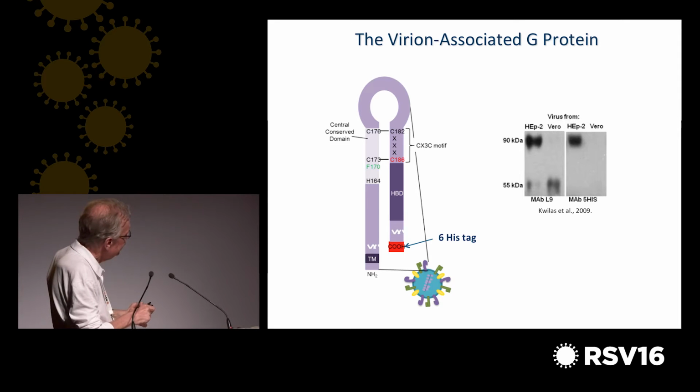We put a tag at the end of it so that if this is a cleavage, we wouldn't see staining of the shorter version. It would be cleaved somewhere here, losing this tag. And in fact, that's what happened. We could stain the large version, but the version that was in the Vero cells did not stain. So there's a cleavage event here.